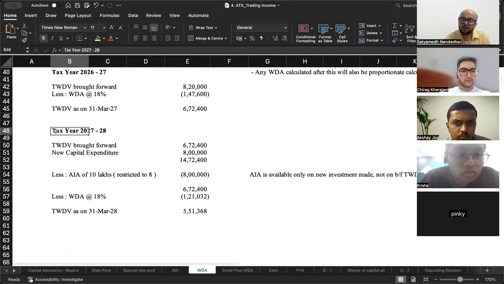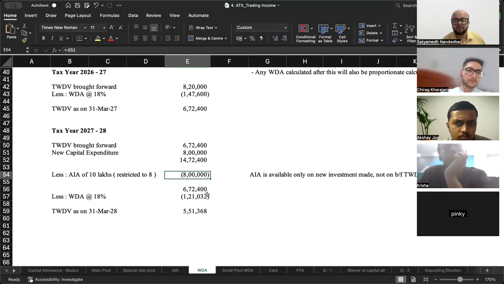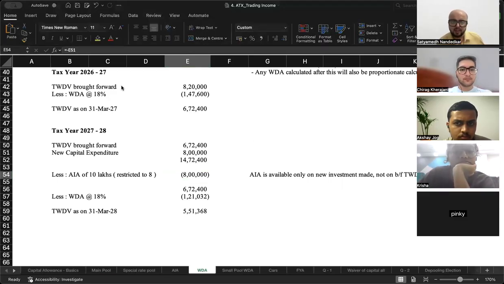When you come to year 27-28, TWDV, meaning written down value brought forward, is 670,400. New capex is 8 lakh. AIA is given only on the fresh capital expenditure, not on the TWDV brought forward. So here you can claim 8 lakh worth of AIA and then carry forward the calculations. Okay, so this is how you need to be careful about calculating AIA and WDA.